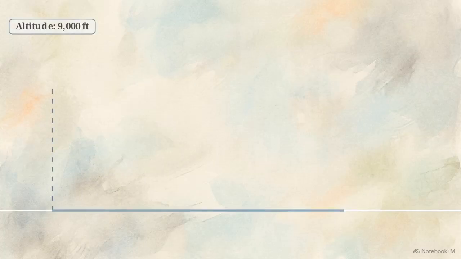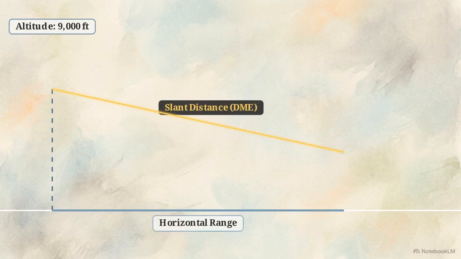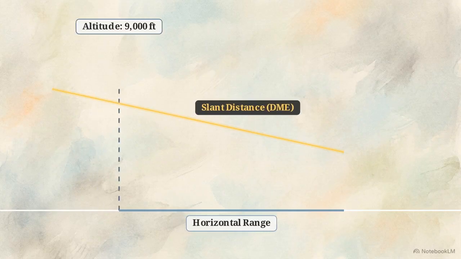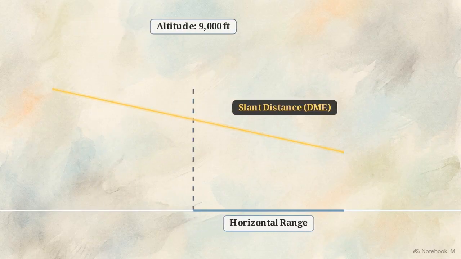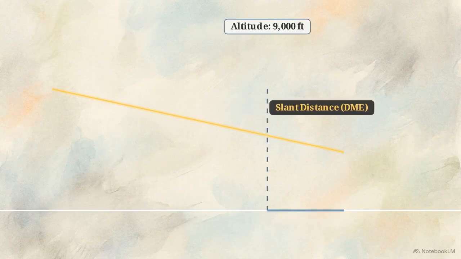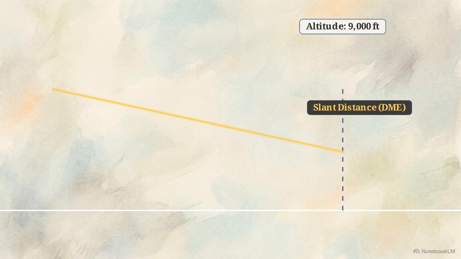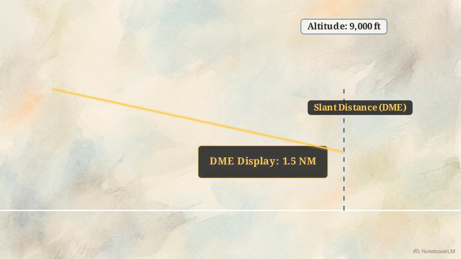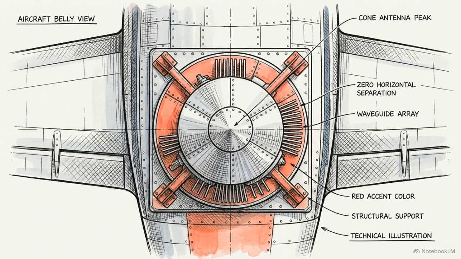Because those radio pulses travel strict line of sight, they form a right triangle's hypotenuse between the aircraft and the ground station. This hypotenuse is the slant distance. Due to altitude, it's longer than the true horizontal range. The discrepancy peaks directly overhead at 9,000 feet. The true horizontal distance to the station is absolute zero.